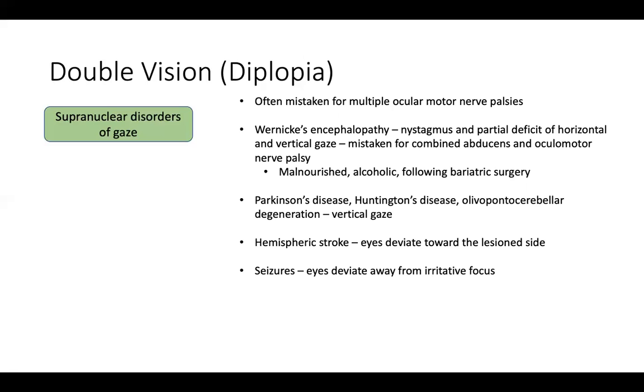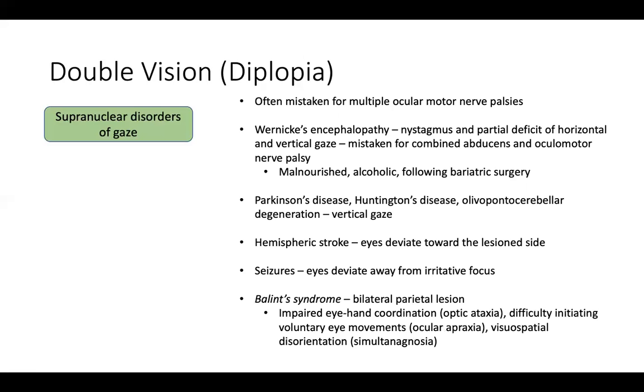Bilateral parietal lesions produce Balint syndrome, which is characterized by impaired eye-hand coordination, difficulty initiating voluntary eye movements, and visuospatial disorientation.